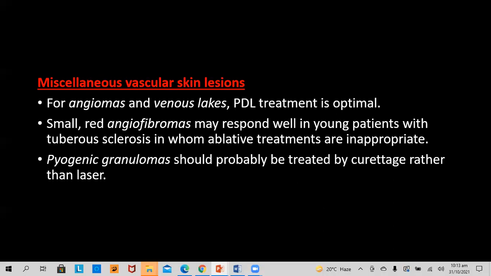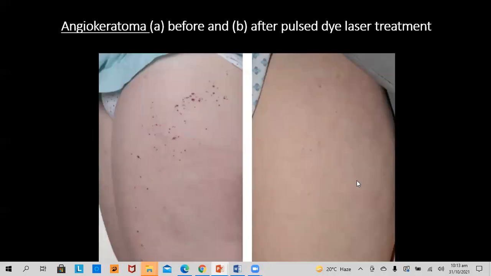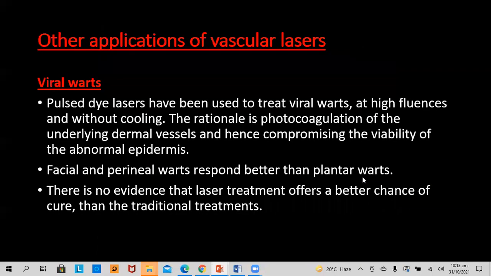Small red angiofibromas respond well in younger patients with tuberous sclerosis, in whom ablative treatment is inappropriate. But as the angiofibromas become skin colored and larger and the patient is older, then we go for ablative laser treatment. Pyogenic granulomas should be better treated with cautery or curettage rather than with PDL. So this is the before-after picture of angiokeratomas treated with PDL.